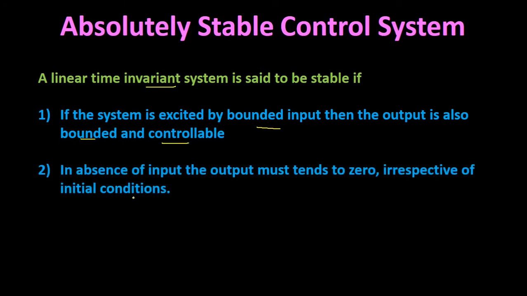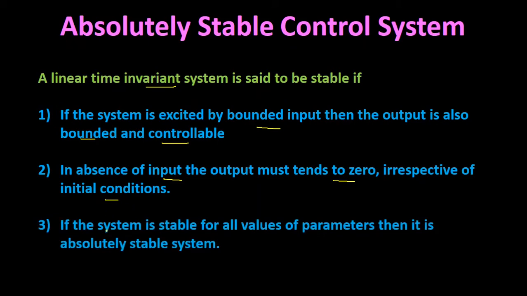Second point is, in the absence of input signal also, the output must tend to 0 irrespective of the initial condition. Then that type of system is called a stable system. And third point is, if the system is stable for all the values of parameters irrespective of the changes or disturbances, then it is called an absolutely stable system.